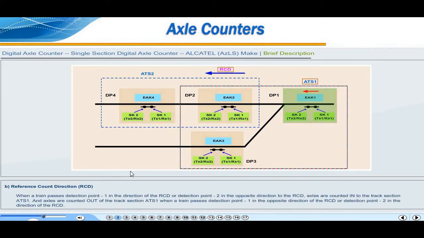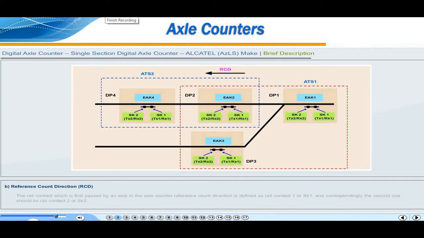When a train passes detection point number 1 in the direction of the RCD or detection point number 2 in the opposite direction to the RCD, axles are counted into the track section ATS1. Axles are counted out of the track section ATS1 when a train passes detection point number 1 in the opposite direction of RCD or detection point number 2 in the direction of RCD. The rail contact which is first passed by an axle in the axle counter reference count direction is defined as rail contact 1 or SK1, and correspondingly the second one should be rail contact 2 or SK2.